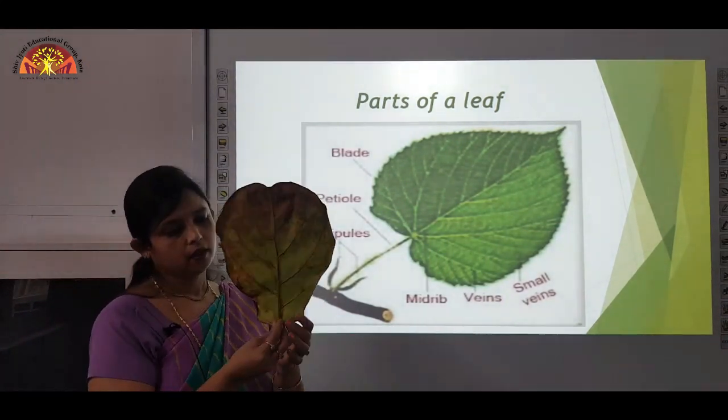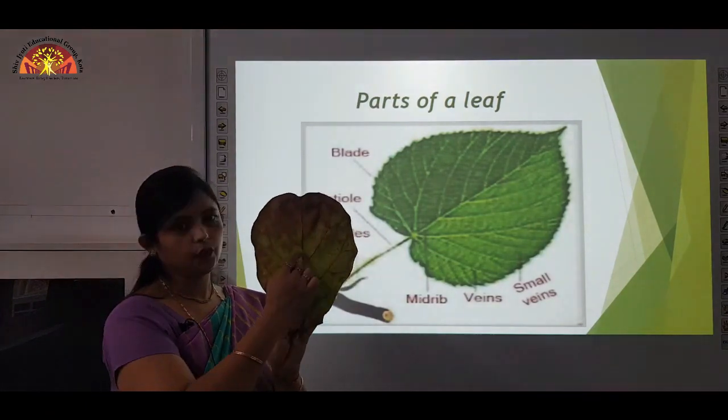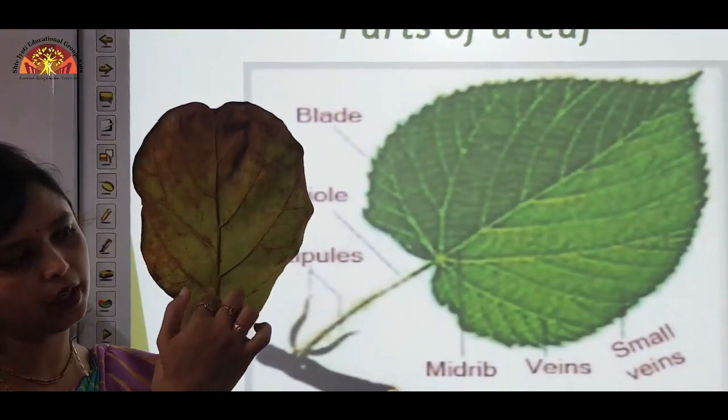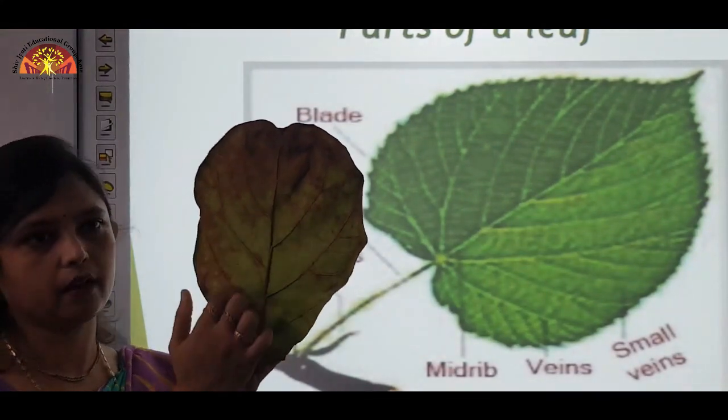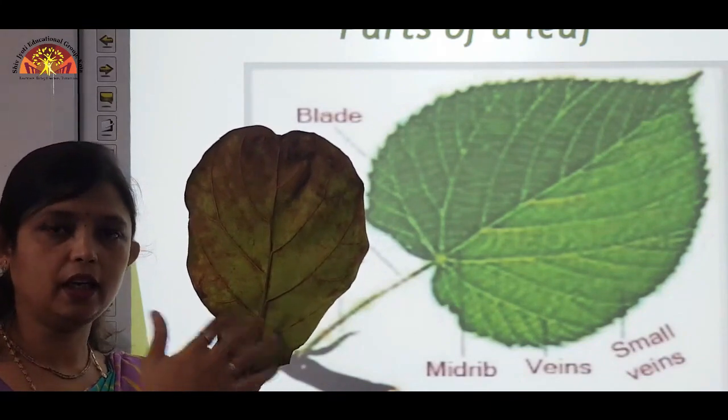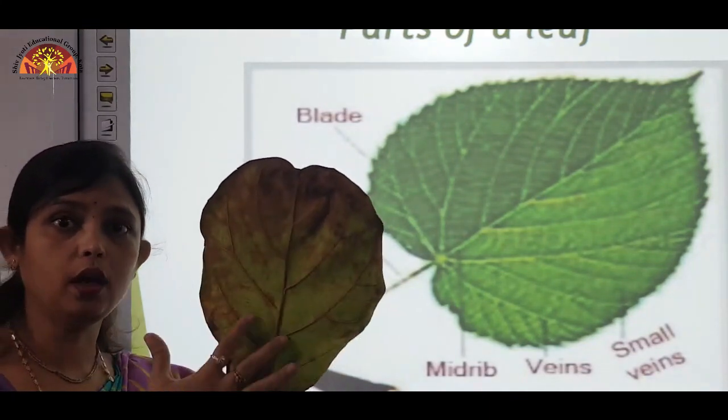You can see the same thing in this leaf also. See, this is the main vein of the leaf, and from this main vein so many side veins are coming out. These are somewhat smaller and thinner than the main vein, and these are covering the whole leaf.